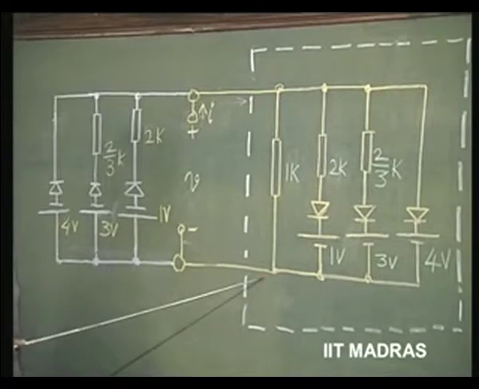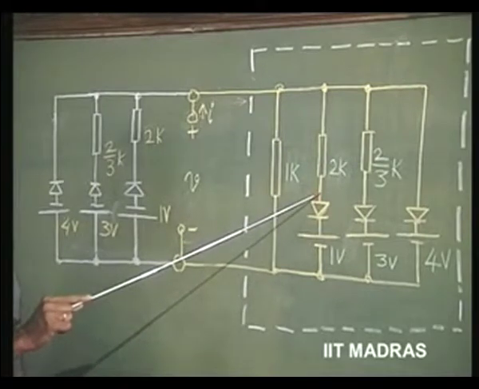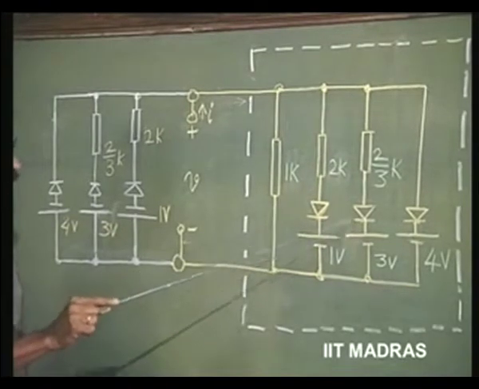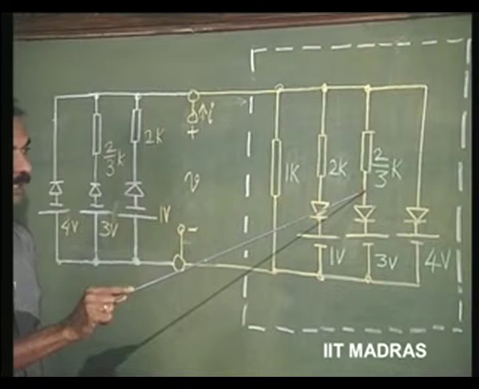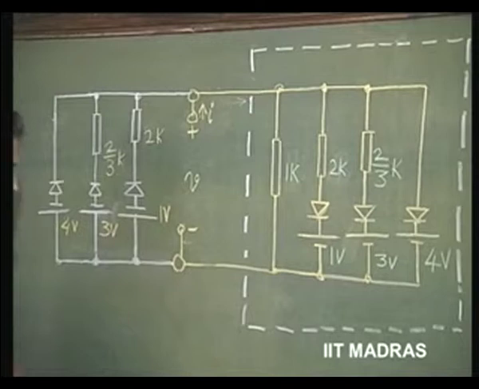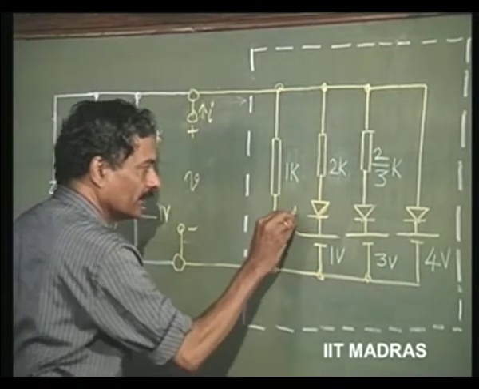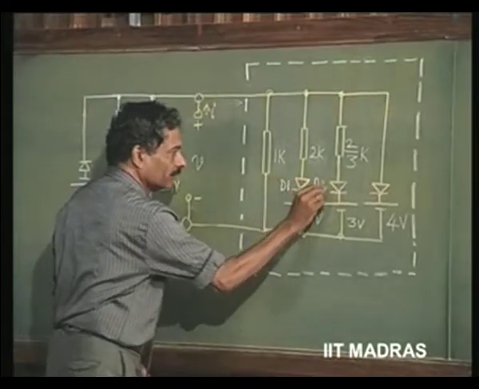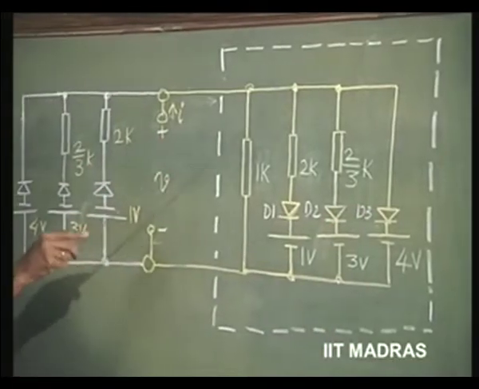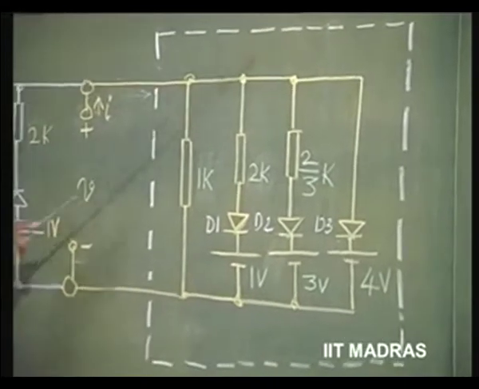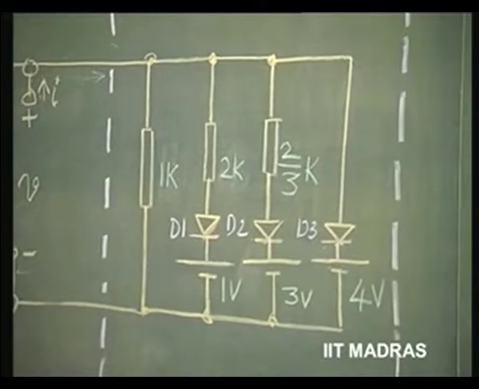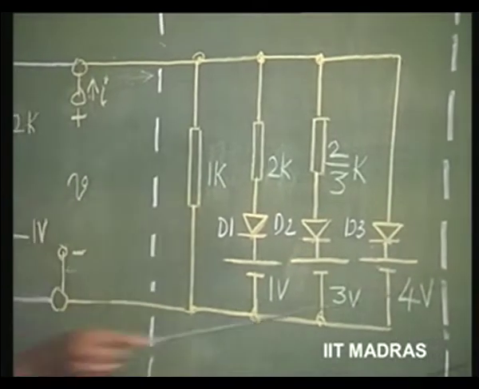With respect to the common terminal, the potential here should be higher than this by 1 volt. Similarly, potential here should be higher than this by 3 volts. That's why these diodes, let us call these as D1, D2 and D3, these are going to be off. So, these are all going to be open, and therefore, the only resistor that comes into picture here between these two terminals is 1 kilo ohm, resulting in this slope.